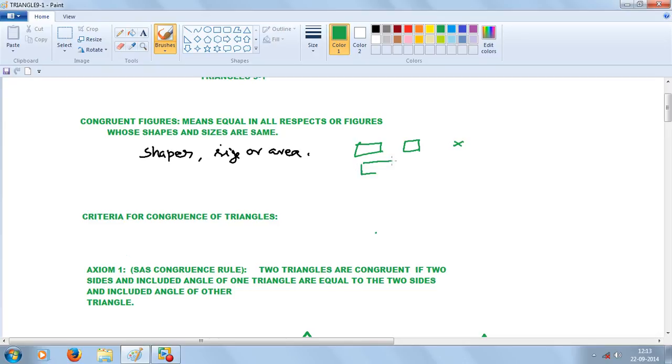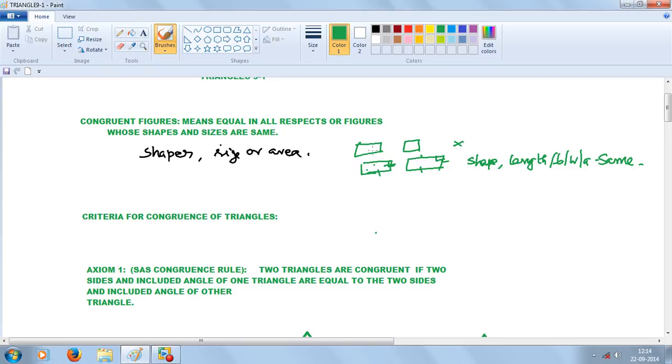If one is a rectangle, the other figure also should be the same, and all the lengths should be the same. The size should be the same, each corresponding angle should be the same, and the area should be the same. Not only one, each side, all sides should be the same. Shape, length, breadth or width or area, all should be the same.